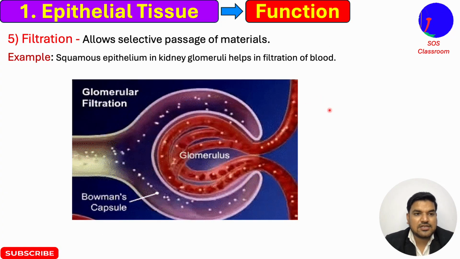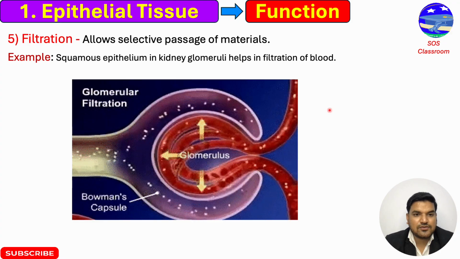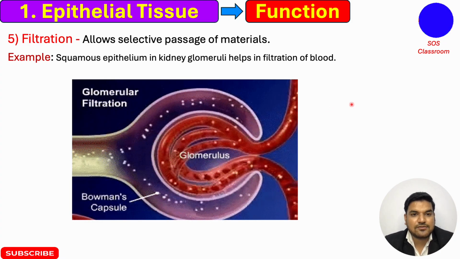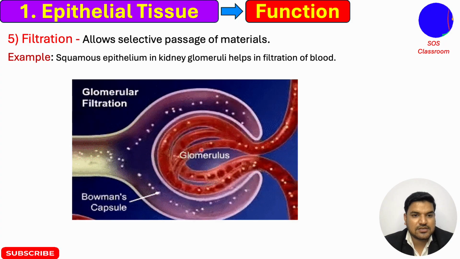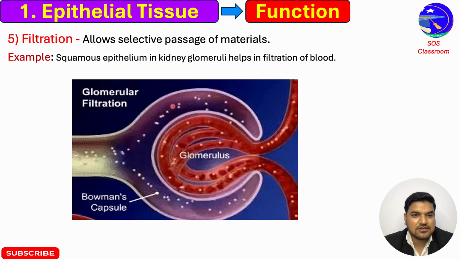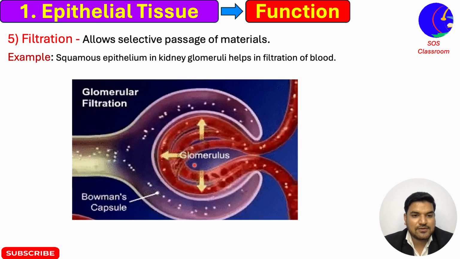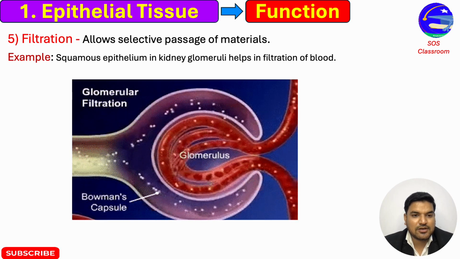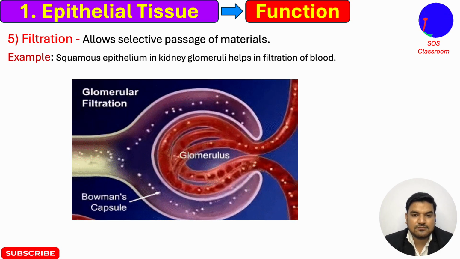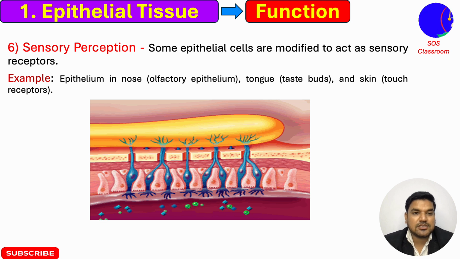Next epithelium function is filtrations. So filtration of different types of materials from the glomerulus. You can see this is the glomerulus and this is the Bowman's capsule, and different types of chemicals are filtered from the glomerular capsule.